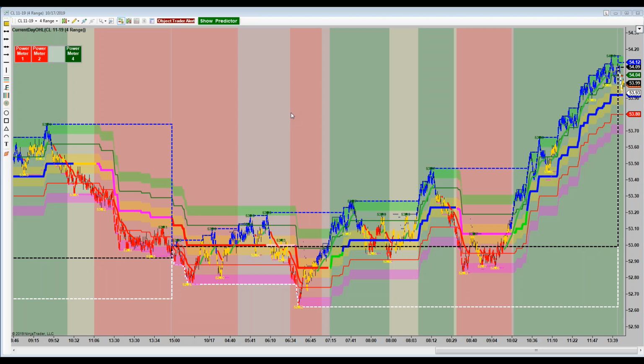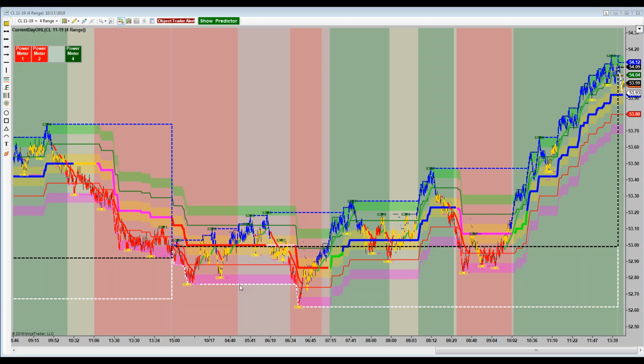Yeah, you just right-click on your chart, Dave, and you go into indicators, and it comes with Ninja. It's built right in there, and it's called current day OHL, open, high, low. Okay. Now I've configured these dash lines to work with the colors on our charts.